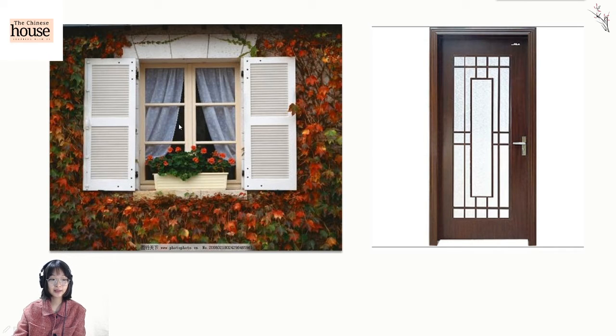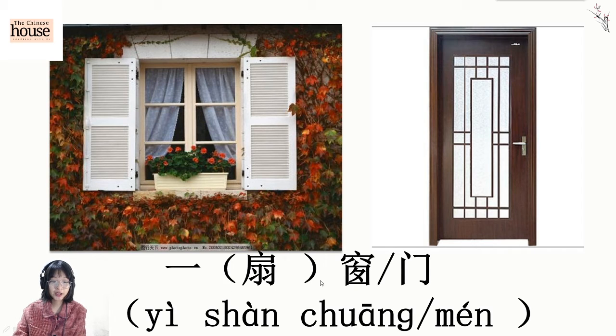And then this is window, door. 一扇窗. 一扇门, we both use 扇. Fourth tone. 扇. 一扇窗. 窗 is window. 一扇门, we learned it. 门 is door.